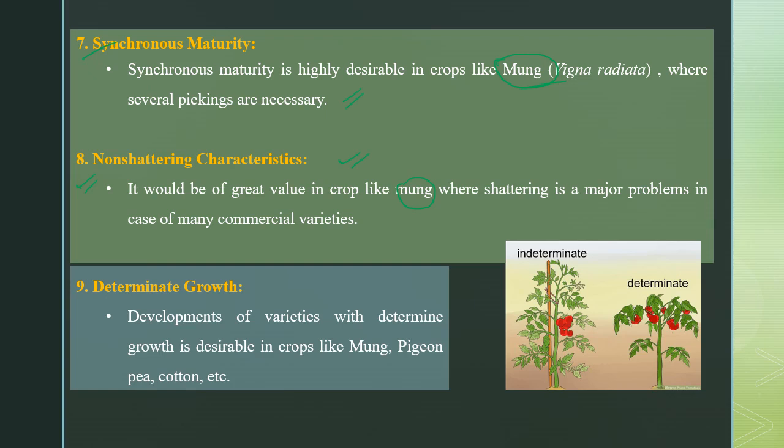After that, the desired determinate growth. That means development of varieties with determinate growth. In determinate growth, the reproductive structure will end the crop growth. In the case of indeterminate growth, the crop will keep growing and the vegetative growth will suppress the reproductive growth. So in such cases, determinate growth is desirable, like in the case of moong, French pea, and cotton, etc.